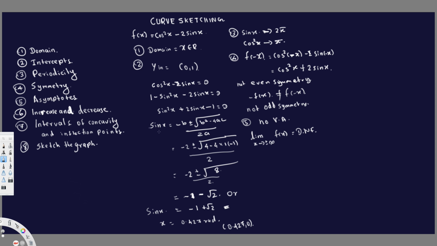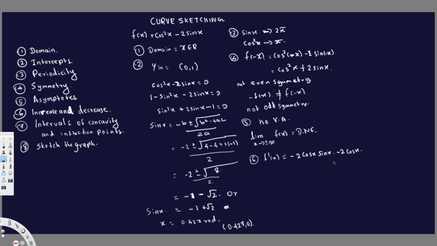And the sixth one is increase and decrease. To find that one, I have to take the first derivative. So let's take the first derivative of this one. So f prime x is going to be, first of all, this is a chain rule. So the outside derivative is going to be 2 cos x. Then the inside derivative of cos x is going to be minus sin x. So it's going to be minus 2 cos x sin x, and then the derivative of this one. So minus 2 times the derivative of sin x, which is cos x. So it's going to be minus 2 cos x.